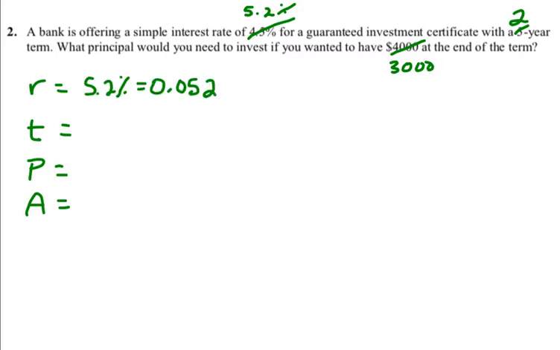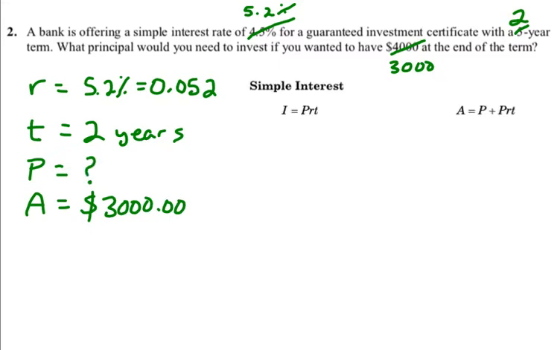So we just enter in what we know. 5.2% is our rate. Our time is in years. If it was given to us as 24 months, we would write it as 2 years. And the amount we have at the end is $3,000. So we have to find out what formula to use, and use the formula to find out what P equals.